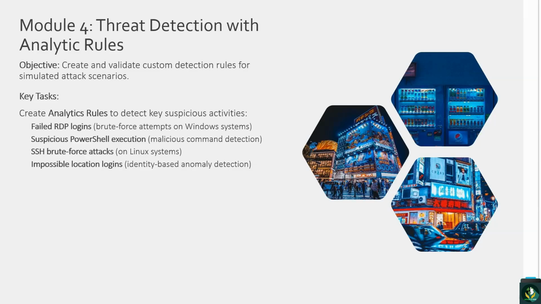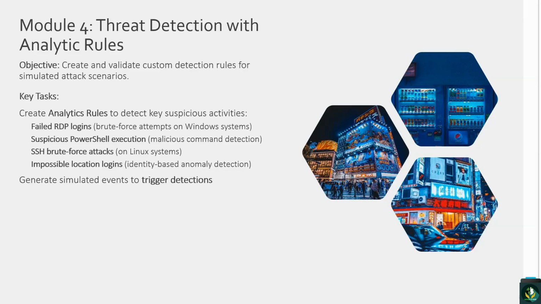The third one, SSH brute force attacks. Targeting Linux endpoints, repeated failed SSH login attempts are a common intrusion vector. And finally, impossible location logins. This is an identity-based anomaly detection where a user logs in from two geographically distant locations within an impossible time frame. These rules define the logic, the conditions under which an alert is triggered, and the schedule for evaluation. Properly configuring these rules ensures that Sentinel identifies threats accurately without generating unnecessary noise.